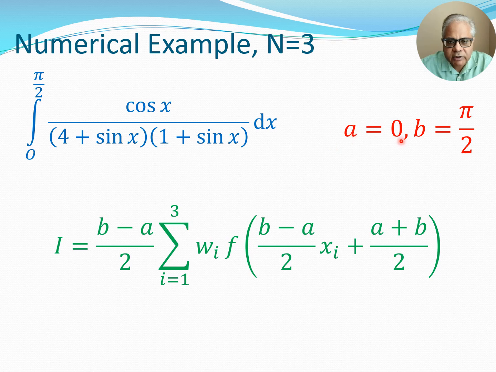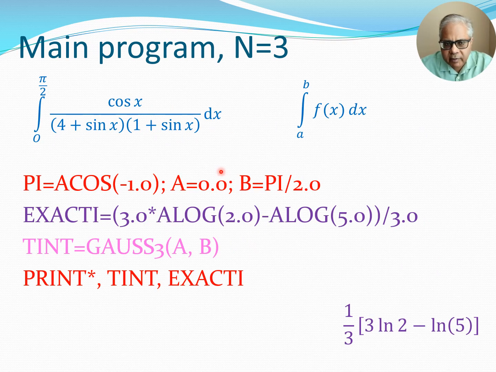Immediately you realize that a is going to be 0, that's the bound here, and b is going to be pi by 2, that's the bound here for the definite integral. So now I am going to calculate this integral I using a Fortran program. I start with the main program. For n is 3, I'm going to write the main program as follows. I write pi as arc cos -1, a is 0, b is pi by 2. I put in the value of the exact solution. Remember that was 1/3, 3 log 2 minus log 5, which is written out here. A log is the Fortran function for natural log.